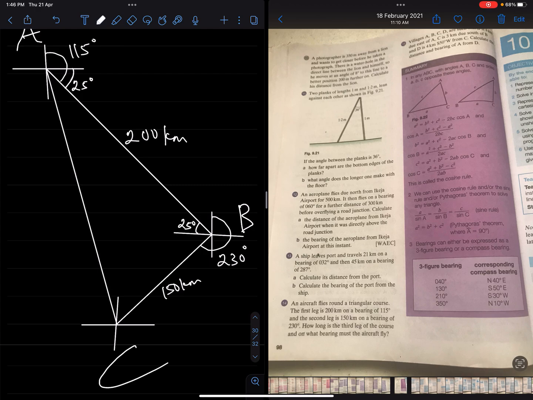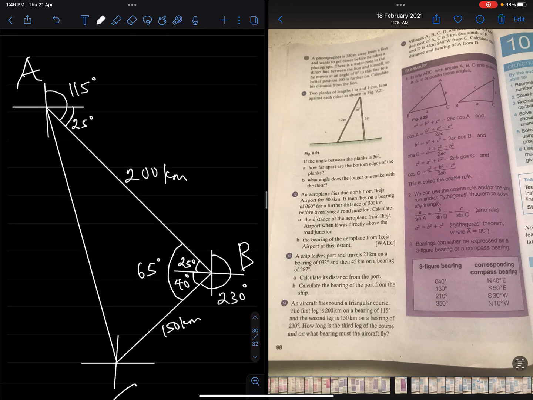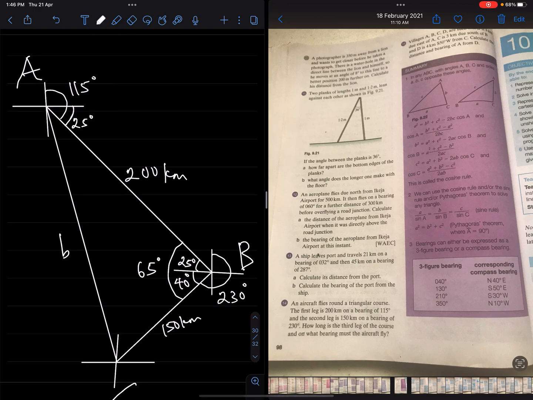25 degrees. Now, if the whole of this is 230 degrees, it simply means this one is 40 degrees, which is 270 minus 230. So the whole of this therefore is 65 degrees. Now how do I find the length of the third leg? That's side b of triangle ABC.